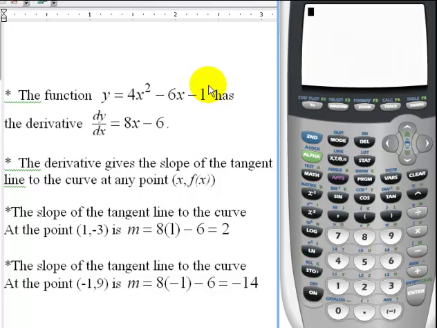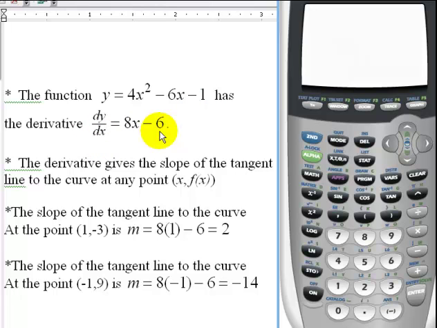In this calculator tutorial, I would like to show you a couple basic ideas related to derivatives. First of all, as an example, I'm using the function y equals 4x squared minus 6x minus 1, and pointing out that it has the derivative y prime, or dy/dx, equals 8x minus 6.